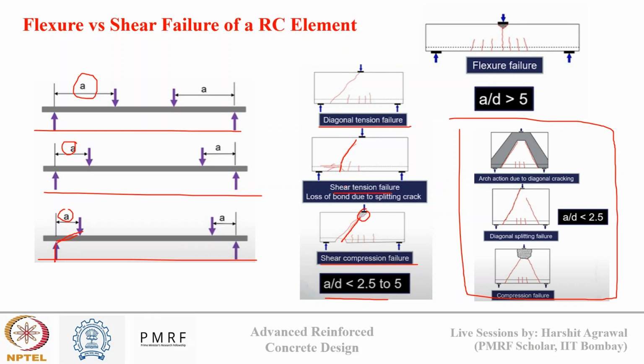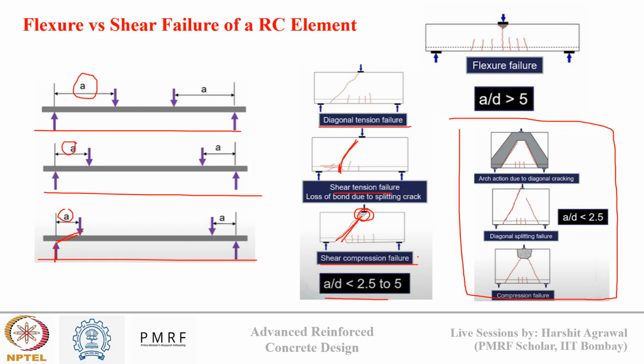In shear tension failure, what is happening here? The concrete is failing in flexure, and then shear comes into the picture. And in shear compression failure, the concrete is failing in the compression part due to flexure, and it is combined with the shear cracking.